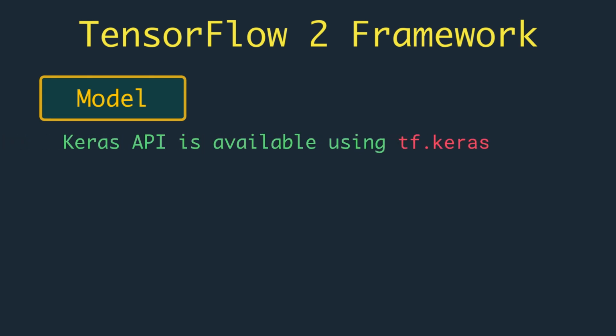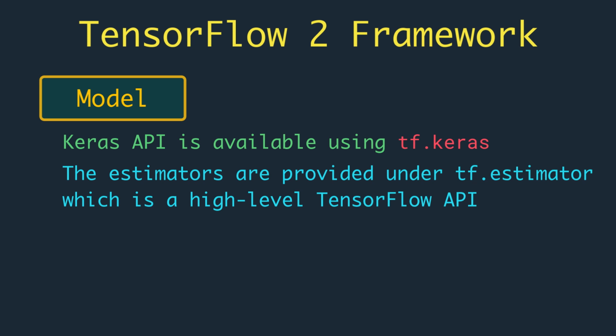Now, the entire Keras API is available using tf.keras. It is a high-level API that provides standardization to many APIs used in TensorFlow 1. Using tf.keras, we will be able to take advantage of several new features added in TensorFlow 2, like eager execution. Along with tf.keras, the other option we have is tf.estimator. The estimators are provided under tf.estimator, which is a high-level TensorFlow API.